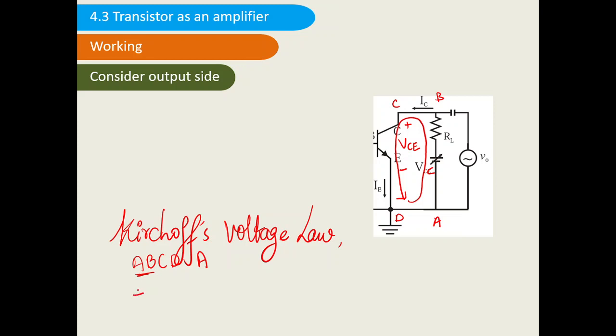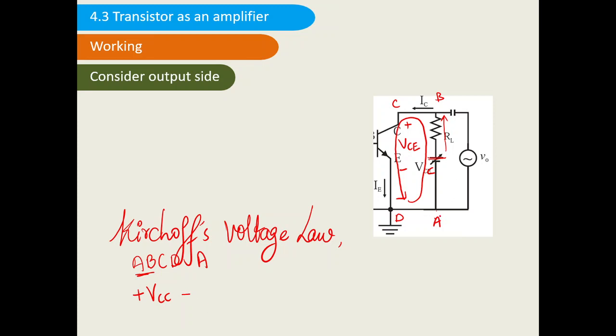So I can say it is plus VCC because we are moving towards the positive terminal of the battery. From A to B, we are moving towards the positive terminal of the battery. That's why it is plus VCC. Now the current flowing is this, and also we are moving in the same direction as that of the current. So we have to consider the negative sign. So this is the sign convention of Kirchhoff's voltage law.